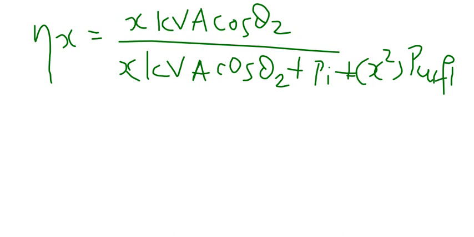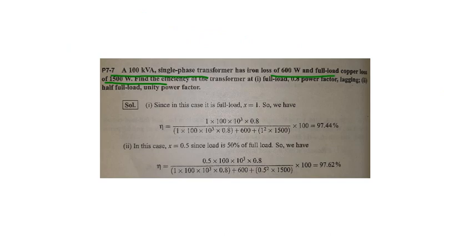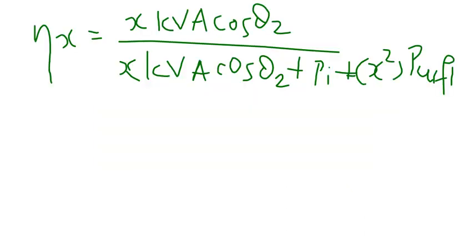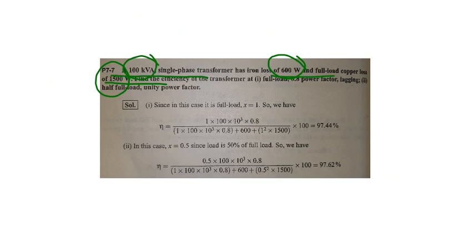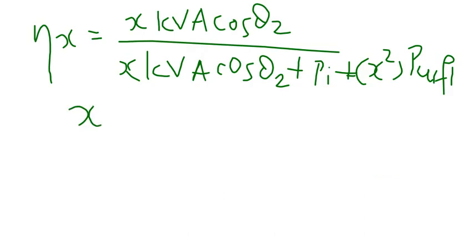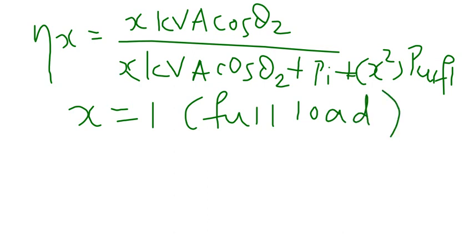So in this problem, the kVA rating is given, that is 100. Iron losses are given, that is 600 watts. Full load copper loss is given, that is 1500 watt. Now you have been asked to find the efficiency at full load 0.8 power factor. Full load means x is equal to 1. This you should always remember properly. Full load means x is equal to 1. 50% of the load or half load means x is equal to 0.5. 10% overload means 1.1 x. Like that you have to take.